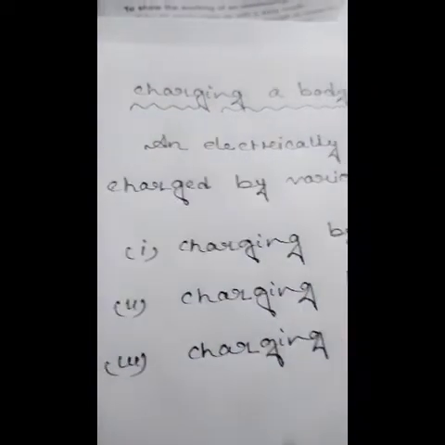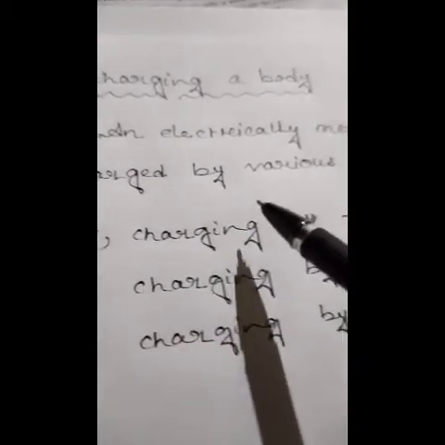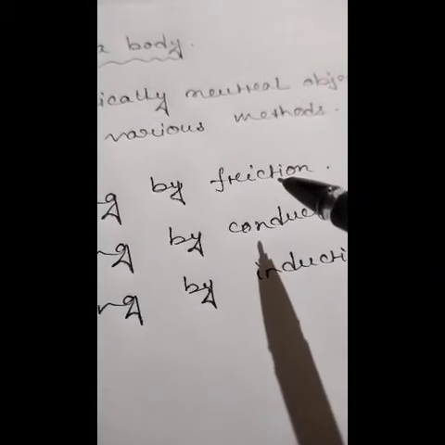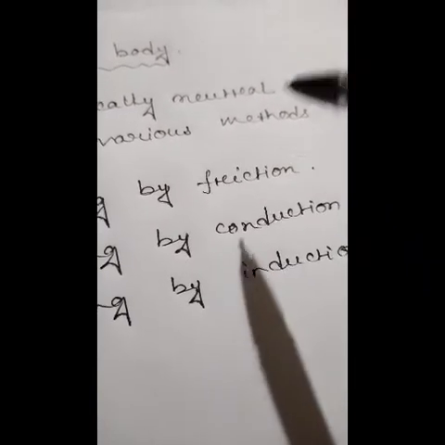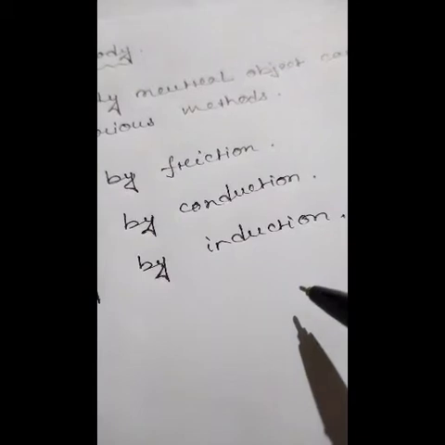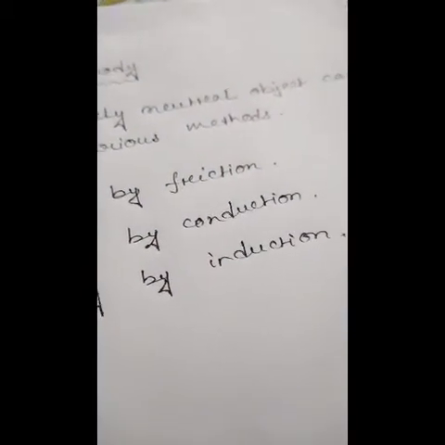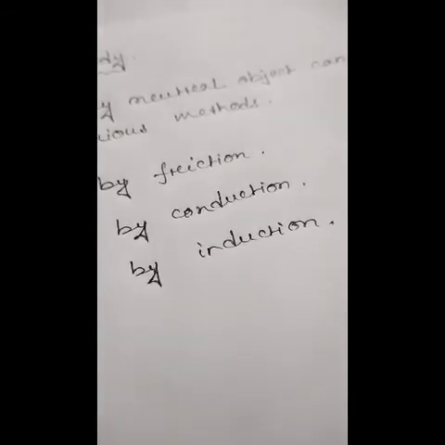Charging a body. An electrically neutral object can be charged by various methods. Number 1, charging by friction. There is friction between two bodies. When they are rubbed against each other, this produces an equal and opposite charge in both the bodies. Thus, friction is one of the methods of charging a body. So, a charged comb attracts paper and dry leaves.